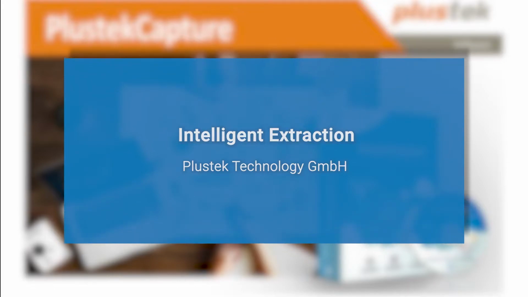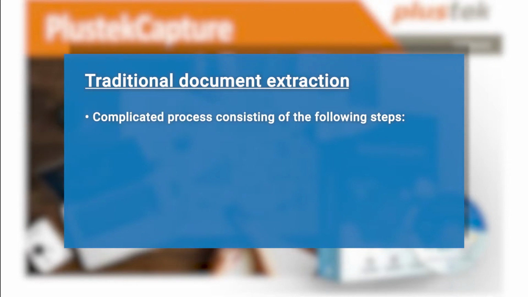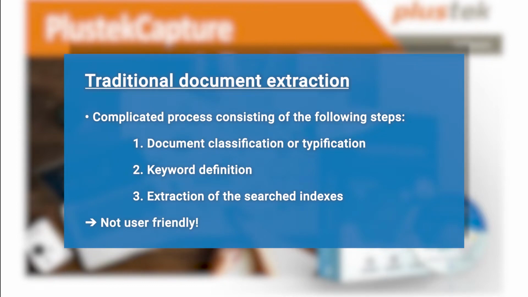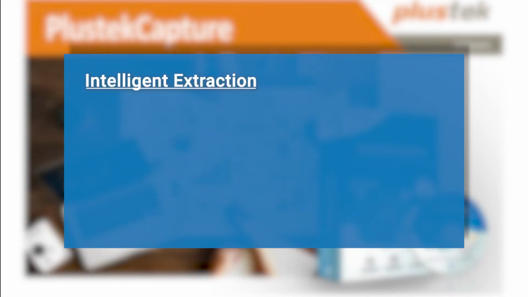Extracting an index from a document is a complicated process that usually involves the following operations: document classification or typing, defining keywords through complicated regular expressions to find the text you are looking for, and extraction of the searched indexes. The explained processing operations are very complicated and time-consuming, so that they are not considered as user-friendly for a normal user. With intelligent extraction, a user can simply mark the position of the index with a mouse click.